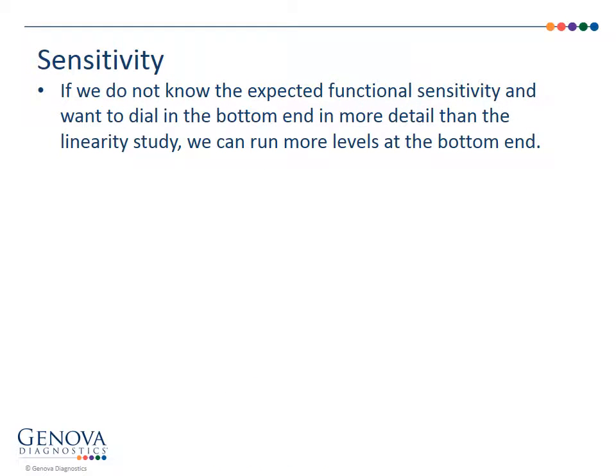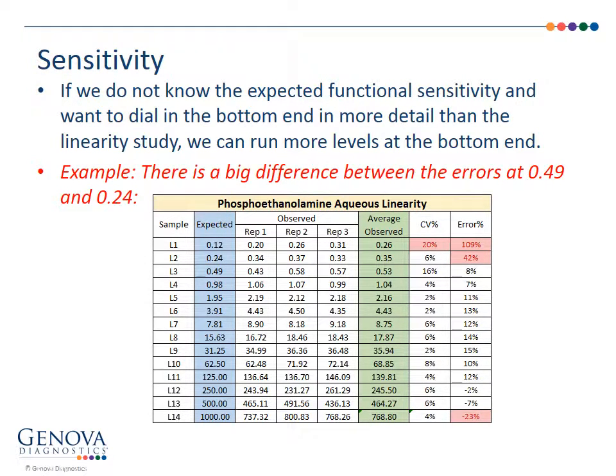However, sometimes we don't know what the expected functional sensitivity is. Like one of those assays where we're creating our own reportable range. So let's say we want to dial in a little bit more into the bottom end. For example, this is one of those linearities like before, and you can see there's a big difference in the percent error at level 2 and level 3. At level 3, at an expected concentration of 0.49, we have an error of 8%. But at the next level down, at 0.24, we have an error of 42%. There's a pretty big difference. So the true bottom end of this assay is somewhere between 0.24 and 0.49.